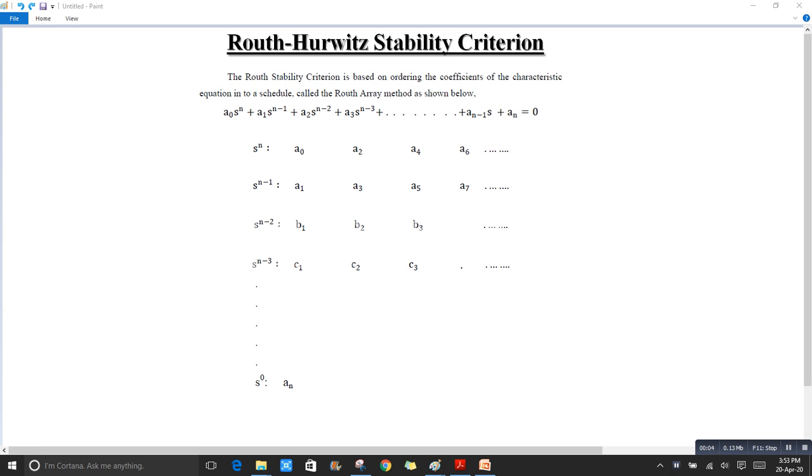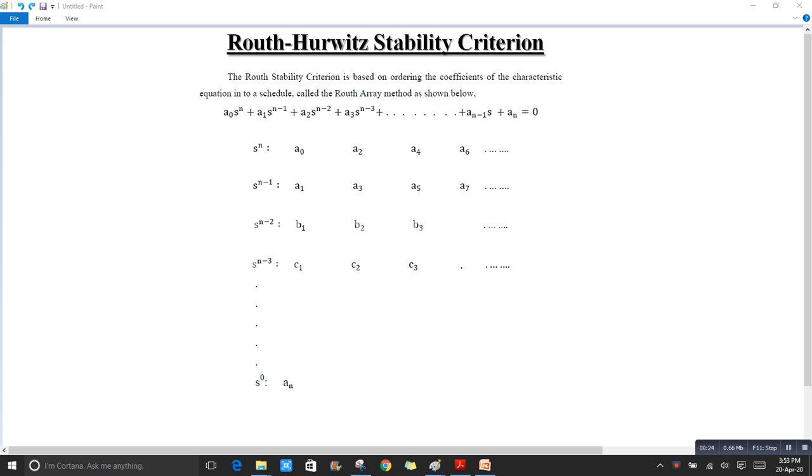Here, the Routh-Hurwitz stability criterion. The Routh-Hurwitz stability criterion is an analytical procedure for determining whether all the roots of a polynomial have negative real part or not.